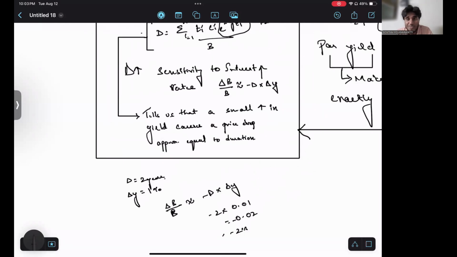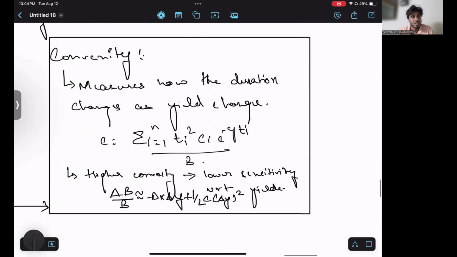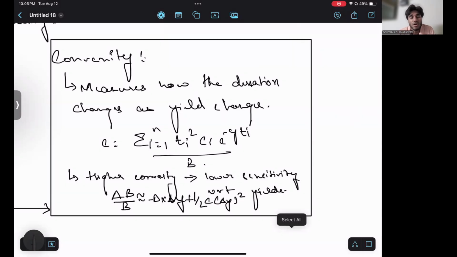From this, we can say that a small increase in the yields causes a price drop approximately proportional to the duration. Now that we understood what duration is, let's look at another term called convexity. Convexity measures how much duration changes as yield changes. It refers to our sensitivity measure. So the formula for convexity is the sum of Ti squared into Ci into e to the power of minus yTi, from i equals 1 to n, whole divided by the bond price.